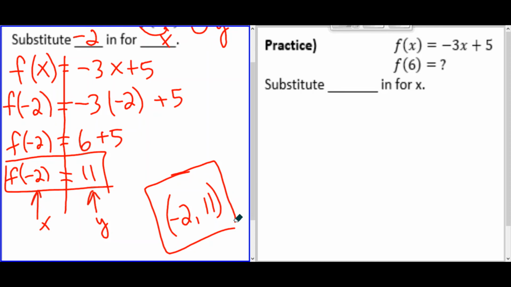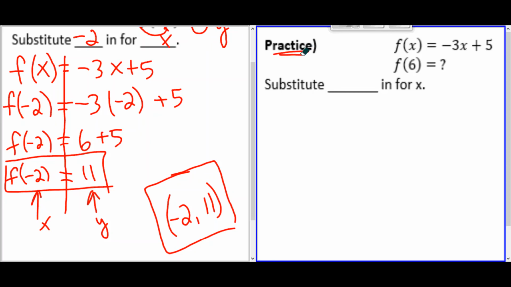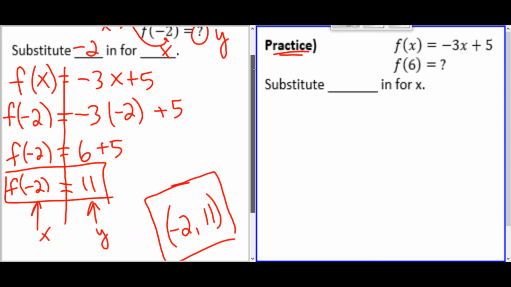Okay. Pause the video. Do this next practice. I'm not going to display the answer for this next practice one. We'll go over the answer to this one in the live session. So give this one a try, and we'll go over the answer in our live meeting. Make sure you pause the video and give that one a try.